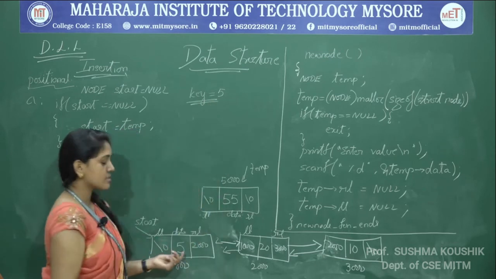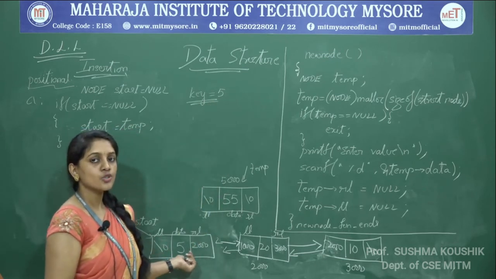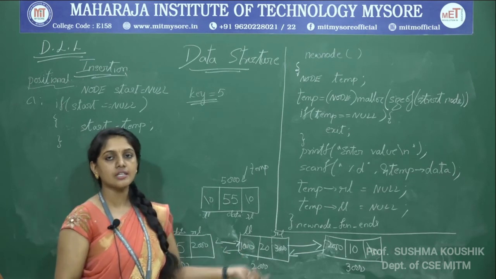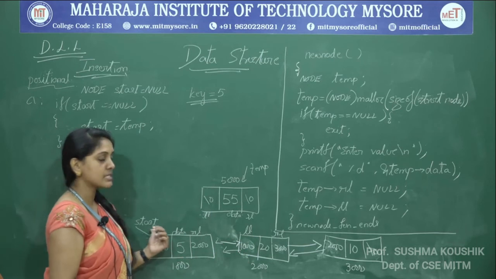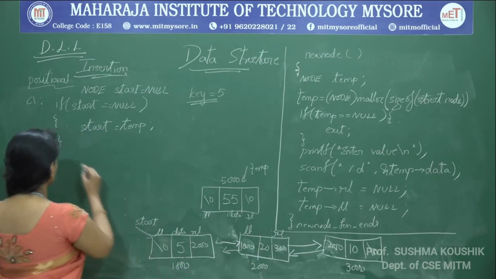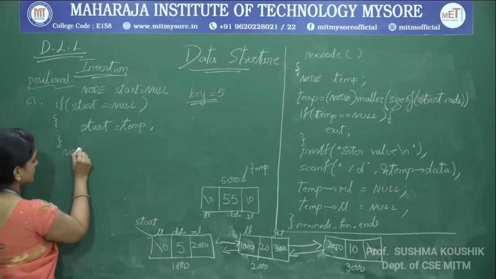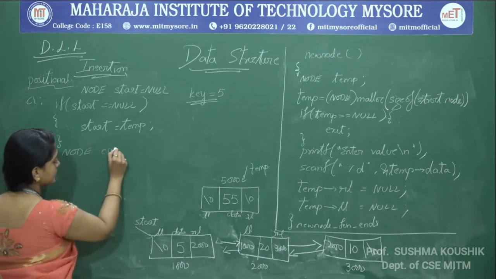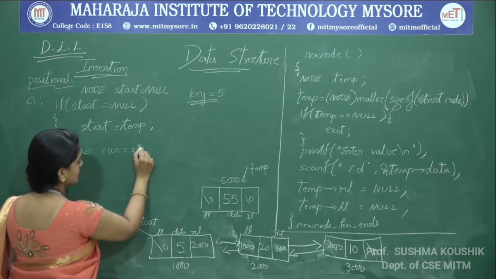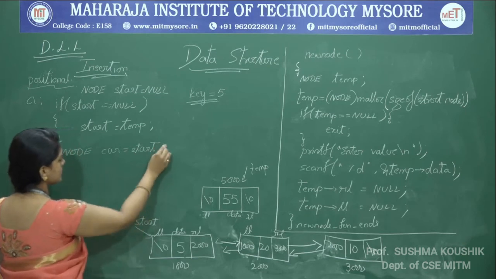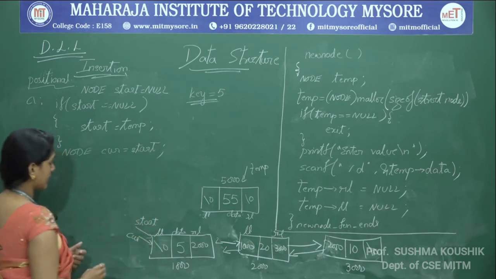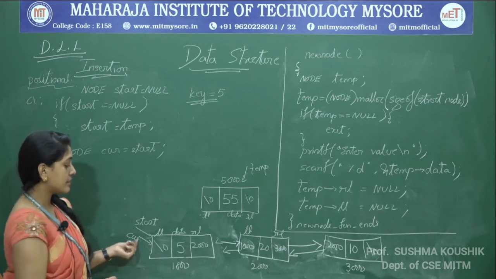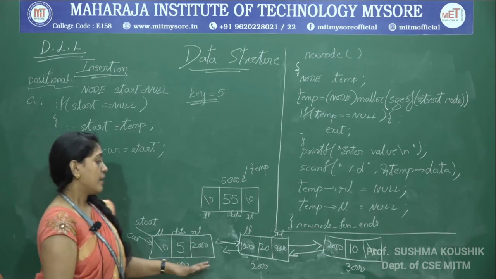I have to check where this value exists. So for traversal I will consider one more pointer called the current pointer, because I should not disturb the starting pointer. Here we will take a node current, which will initially hold the starting pointer. So current is also pointing to the starting node now, and we have to traverse at this point of time.